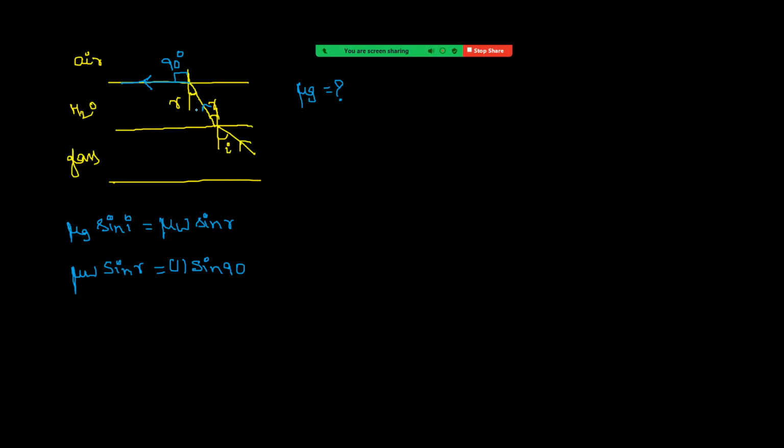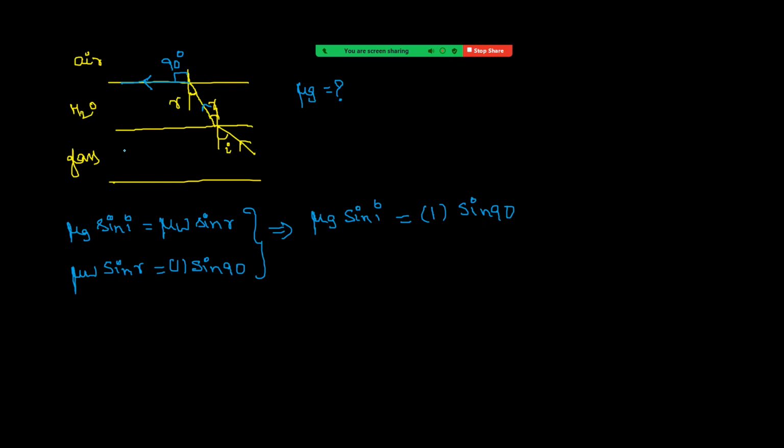So here one important conclusion is that whenever boundaries are parallel, we can write Snell's law directly for any two media. That means from this we can write directly mu of glass sin I is equal to 1 into sin 90. That means this is the equation for glass and air. Getting the point? So we are taking glass and air media directly: mu of glass sin I equals 1 into sin 90.